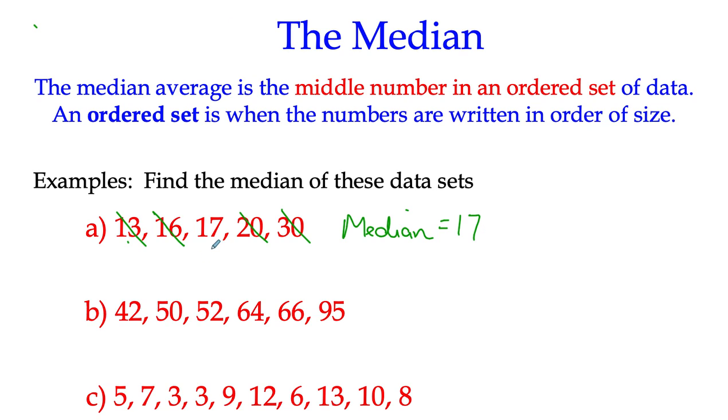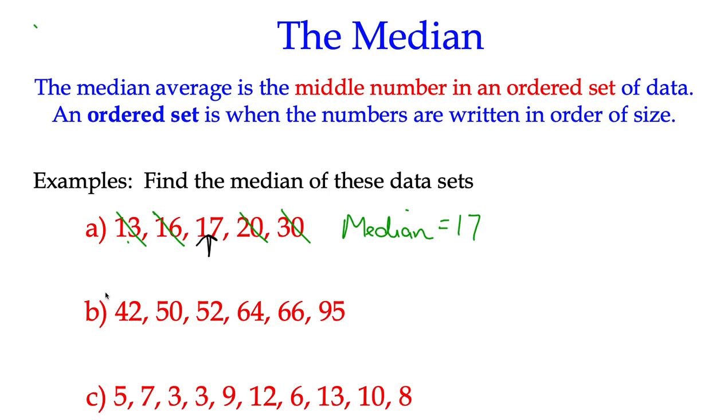There's another way of thinking about it, and that is I quite often draw an arrow underneath like that. I try and think, well, where do I position this arrow so that there's the same number of numbers to the left and to the right? So if I put the arrow on 17, you can see that to the left of 17 there's 2 numbers, and to the right of 17 there's 2 numbers, so I'm bang on in the middle. So that's another way of thinking about it.